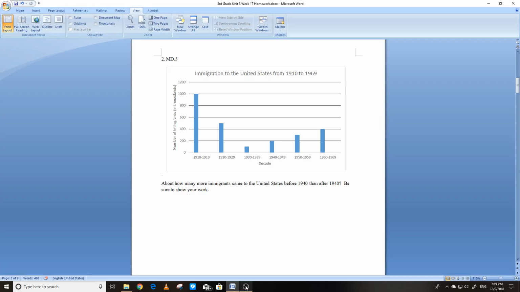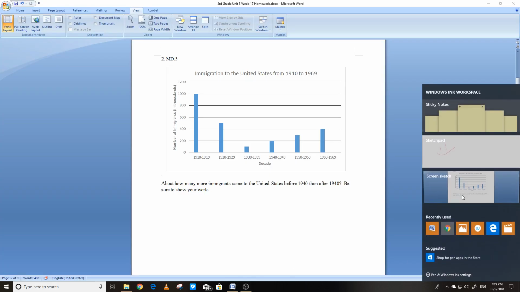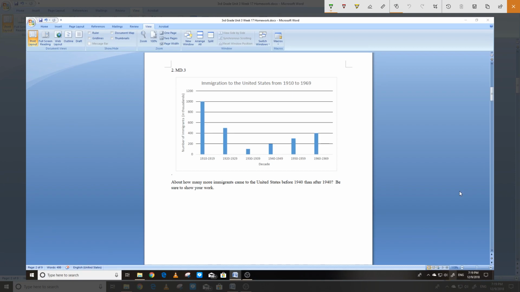Alright students, let's take a look at number 2 on week 17 homework. This is also a very interesting question. So there's a graph here. We gotta read this graph and answer certain questions about this graph. The question says, about how many more immigrants came to the United States before 1940 than after 1940? Be sure to show your work.